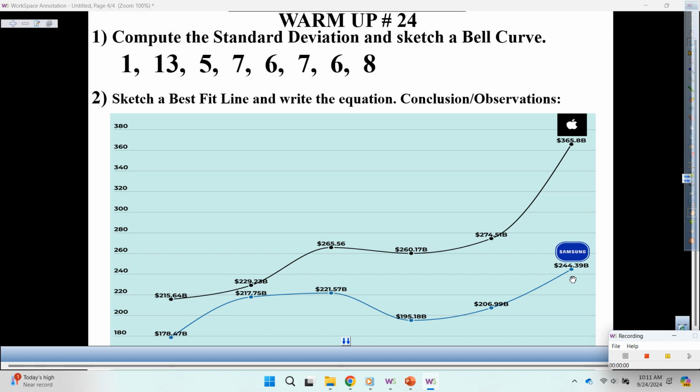All right, here we go. Our warm-up for today, number 24. Part 1 says standard deviation and the sketch of a bell curve.